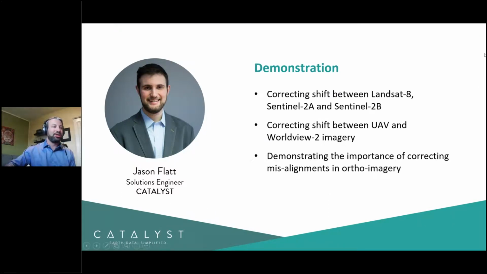Wonderful. Thank you so much for that, Jason. So just as a recap, what he went through today in the demonstration was showcasing the initial shift between Landsat 8, Sentinel-2A, and Sentinel-2B imagery, and then the resulting super registration and the alignment that we're able to get, which was down to about 0.2 pixels. And then once again, did the same concept with UAV versus WorldView-2 imagery, where there was a much larger initial shift, and then demonstrating bringing that down once again to sub-pixel accuracy.